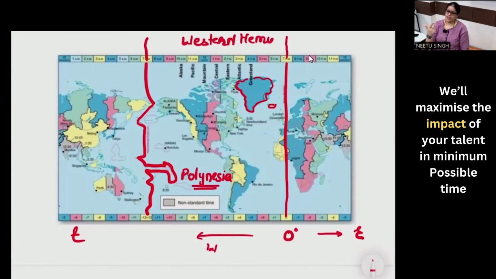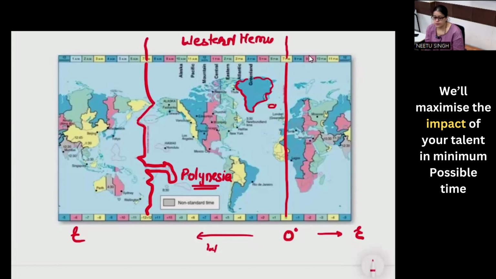Wherein 0 degrees and 180 degrees are same. That is, 0 degrees prime meridian and 180 degrees, that is international date line, are antipode to each other. 90 degrees east and 90 degrees west are antipode to each other. So meridians have got antipodal characteristics. They are not equi-spaced. They are farthest at equator and converge at pole. Latitudes are equi-spaced, but they are not of same size. They are largest at equator and are dots at pole.